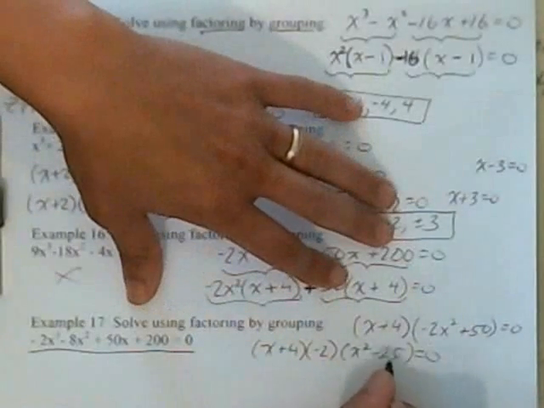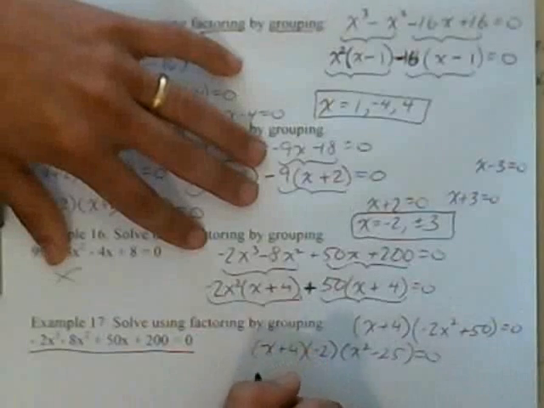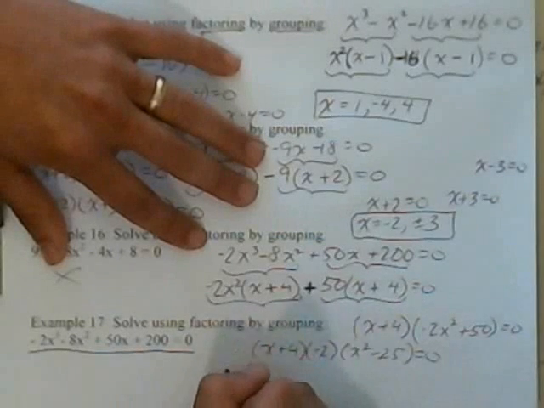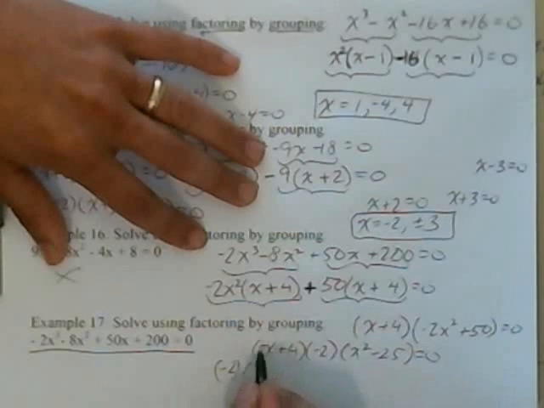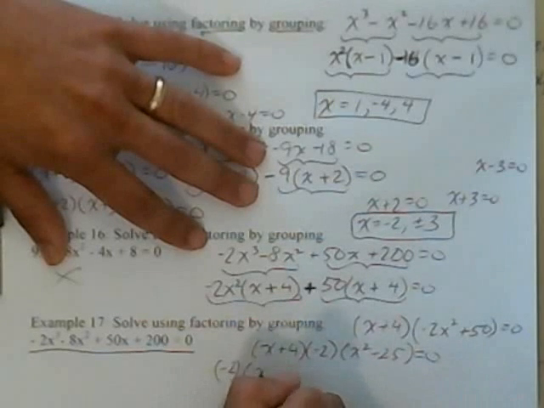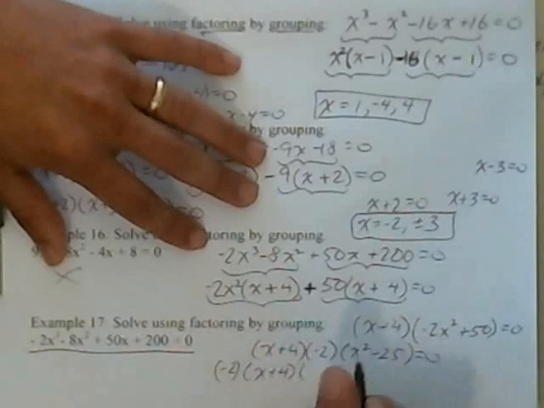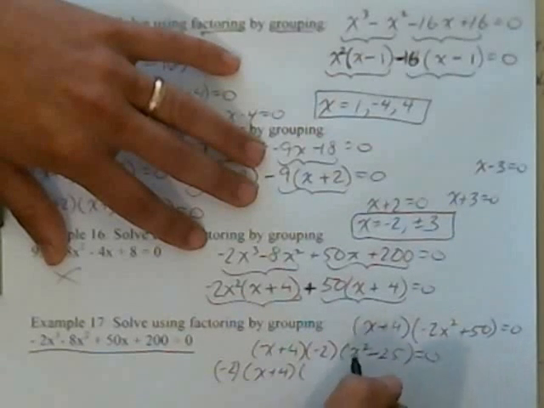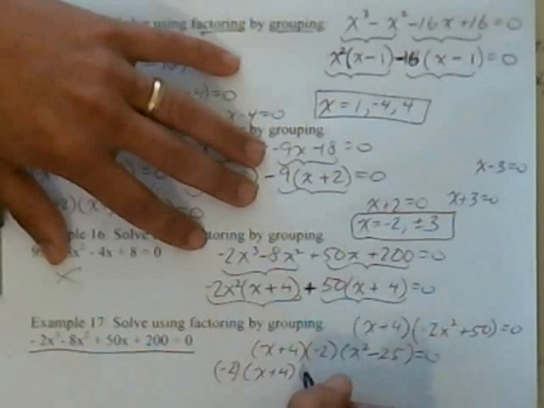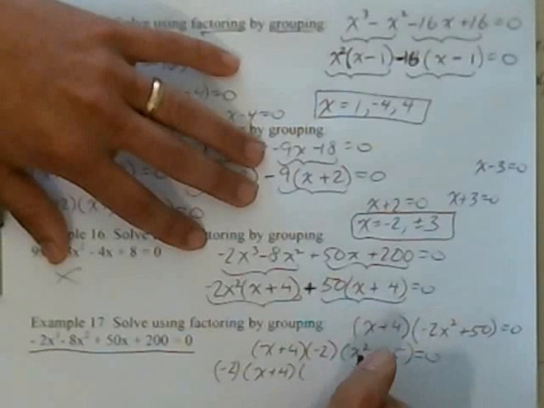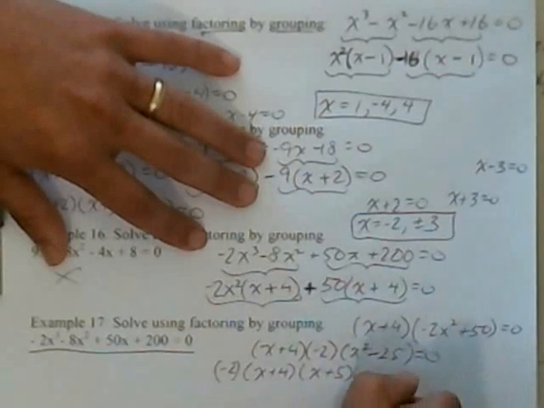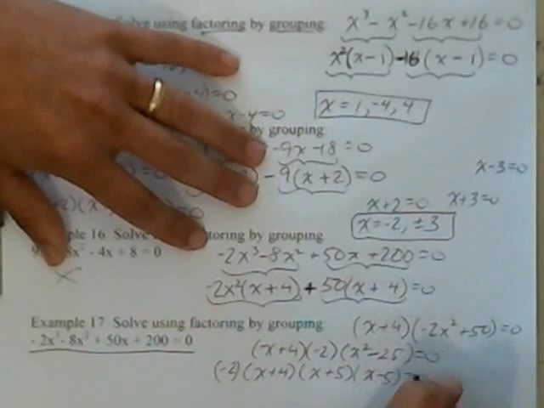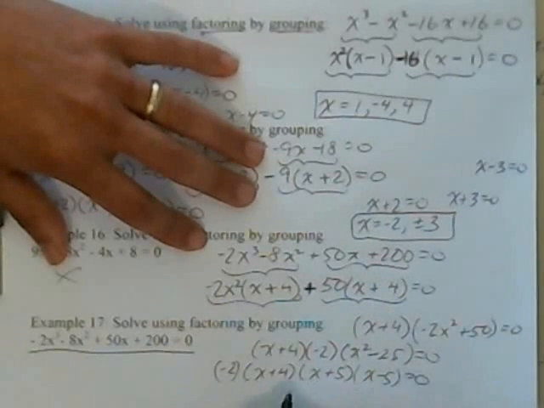Now, we notice that this is the difference of two squares again. I'm going to put the minus 2 in the front. Doesn't really matter. A times B is B times A. X plus 4. This is the difference of two squares again. You're going to see a lot of difference of two squares, so make sure you get those down. X plus 5, x minus 5 equals 0. We're going to zip it out. Zero product property.